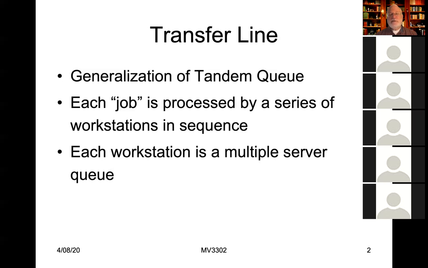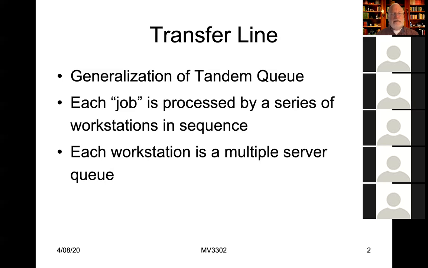So at each workstation, you have a particular number of machines, which is in principle different from each other workstation. At the first workstation, you might have 3 machines or servers, and at the next one you might have 5, and at the next one you might have 1 or 2. Again, each workstation is being modeled as a multiple server queue. So when you leave one station, you go and wait in line at the next station. If you can be served immediately, then so be it. If you can't, then you wait in the next queue.